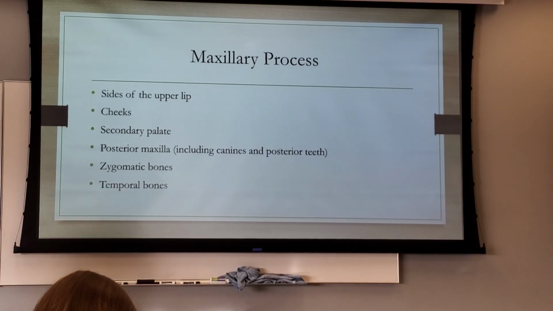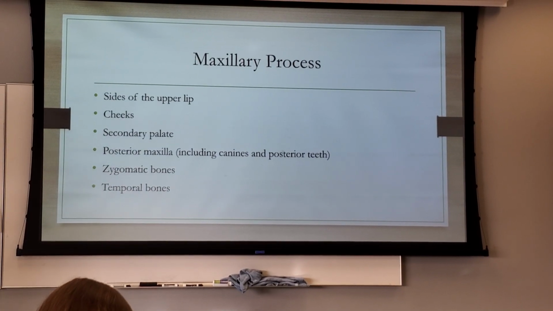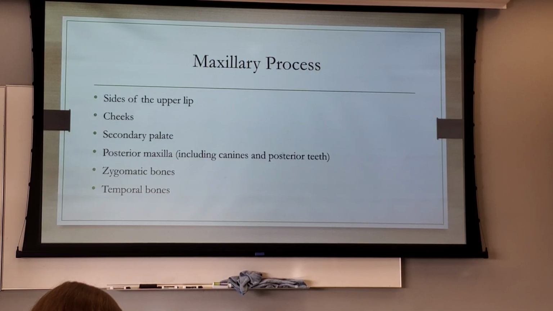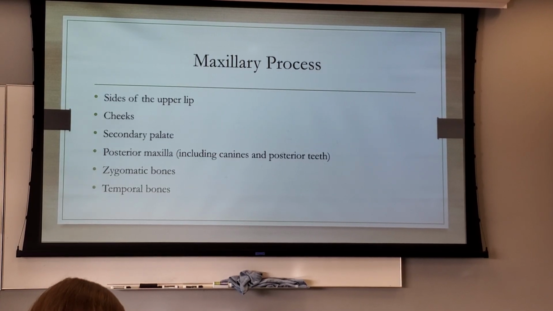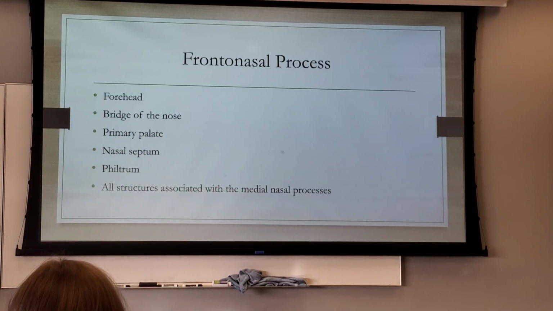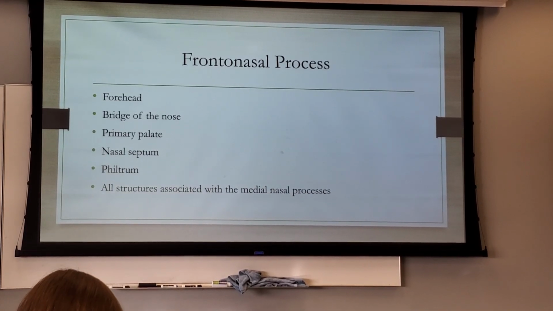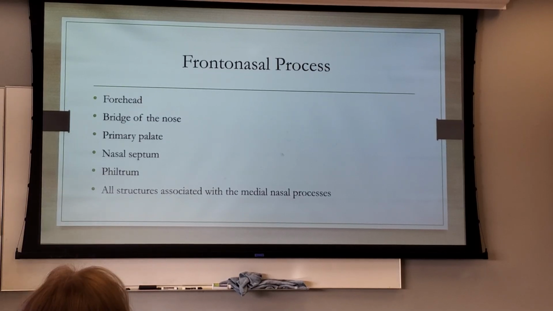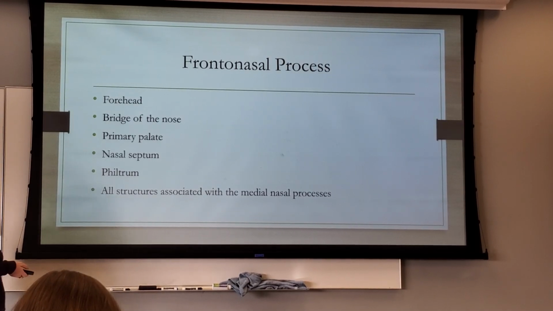The frontal nasal process actually has to come down and make our primary palate, which is where our incisors come from. So the frontal nasal process gives us our forehead, the ridge of our nose, our primary palate, our nasal septum, our philtrum, and all structures associated with the medial nasal processes.